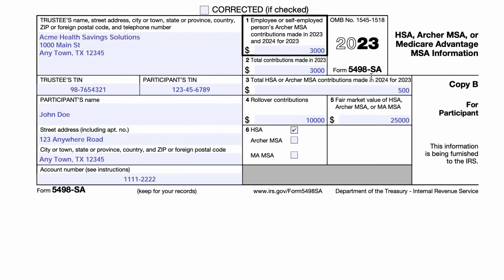IRS Form 5498, there's a series of these documents. IRS Form 5498 is specifically for IRAs. Could be Roth IRAs, traditional IRAs, simple SEP IRAs. 5498-SA is for health savings accounts. We also have IRS Form 5498-QA and 5498-ESA. The 5498-QA is for an ABLE account contribution. 5498-ESA is for Coverdell education savings accounts.